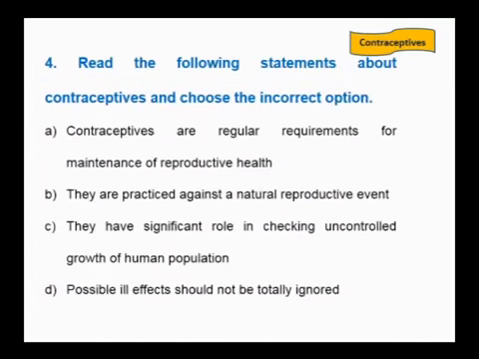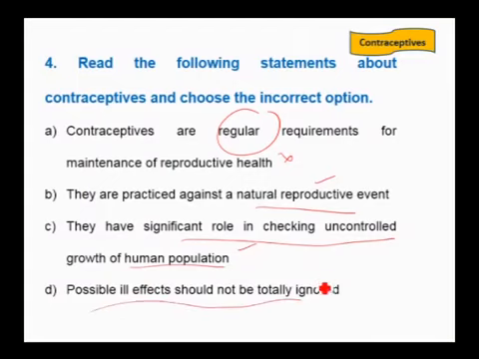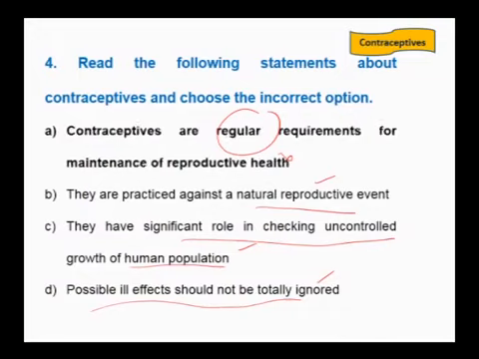Read the following statements about contraceptives and choose the incorrect option. Contraceptives are regular requirements for maintenance of reproductive health. Of course, they are not regular requirements, so this is the wrong option. They are practiced against natural reproductive events, right? They have a significant role in checking uncontrolled growth of human population. This is also right. Possible ill effects should not be totally ignored. This is also right. So what is applicable here is A: contraceptives are not actually regular requirements for maintenance of reproductive health. Therefore, this is the right option.